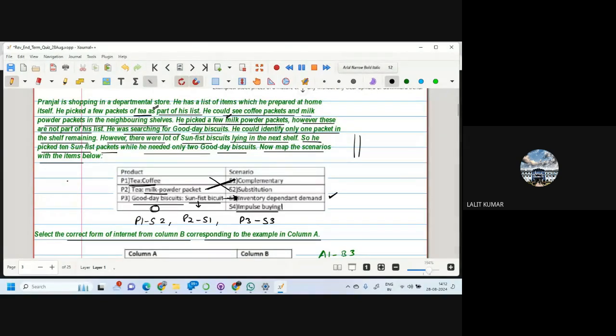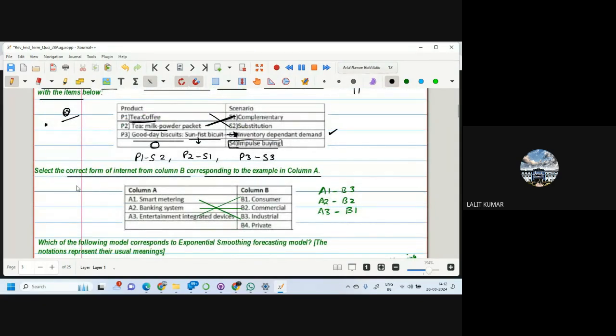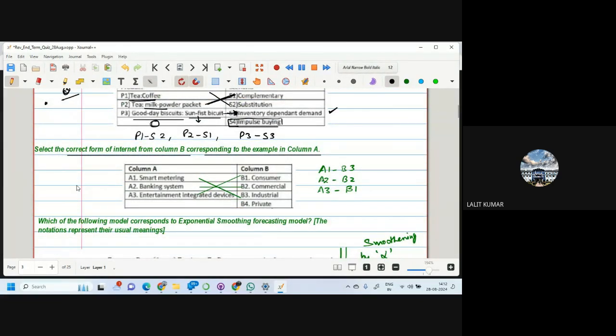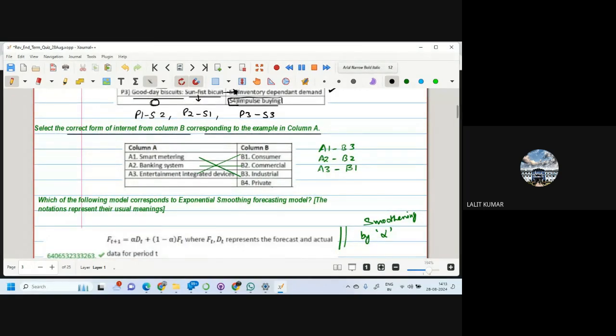What is impulsive buying? For example, he was at the counter, he saw something, and he purchased it on impulse. That would have become impulse buying. However, in this case, there is no impulse buying. Now, select the correct form of internet from column B corresponding to the example in column A: smart metering, banking system, entertainment integrated devices.